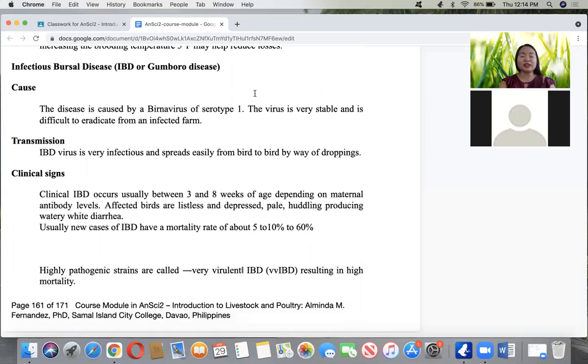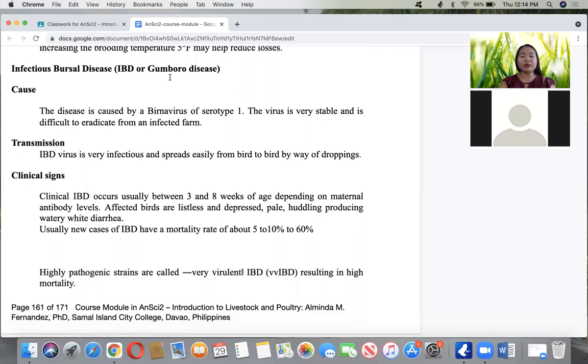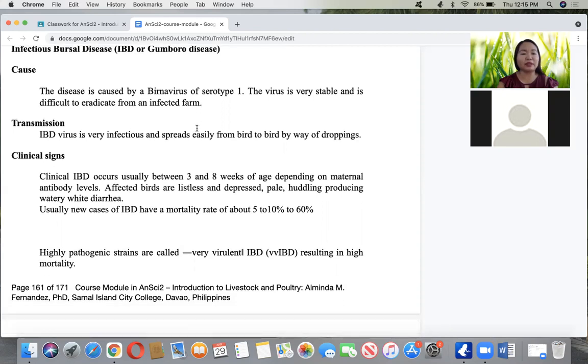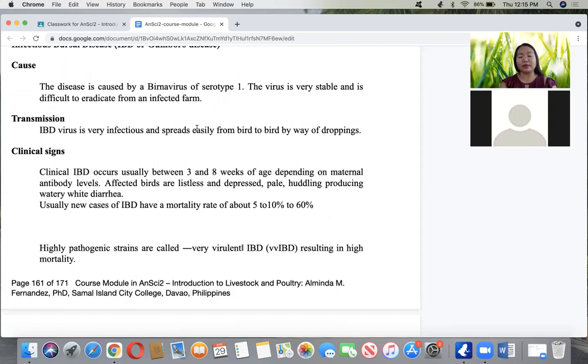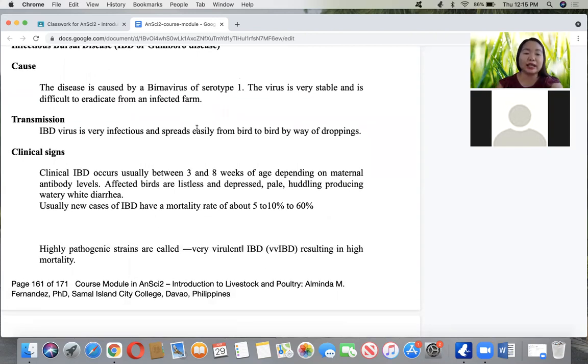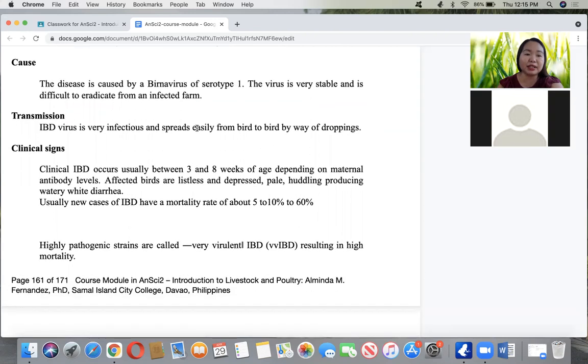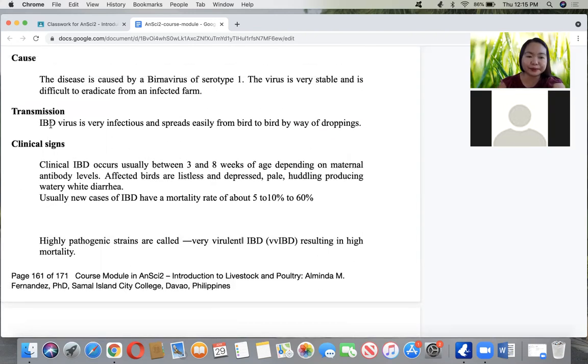So another one is infectious bursal disease, or IBD, or Gumboro disease. So I've also heard this before, or maybe it's new to you. So this is caused by a Birnavirus of serotype 1, and is very stable and difficult to eradicate from the farm once infected siya. Pareho din itong mga virus, pareho din sila lahat. Most specifically sa yung naranasan natin na pandemic ngayon, ang COVID virus.